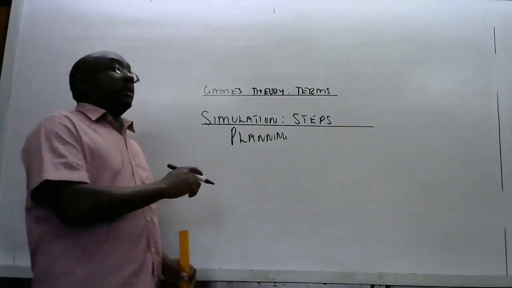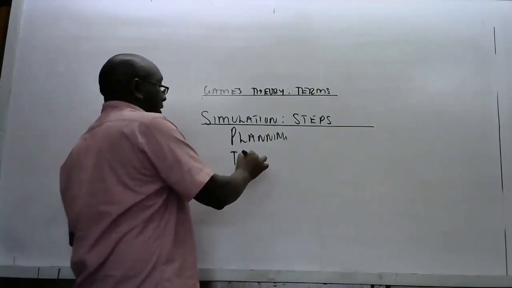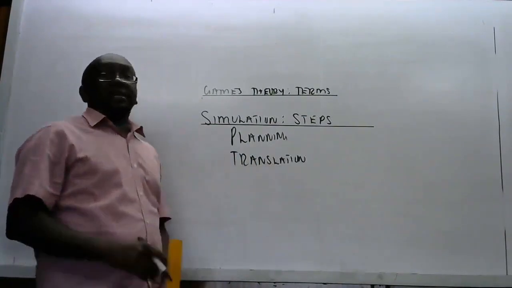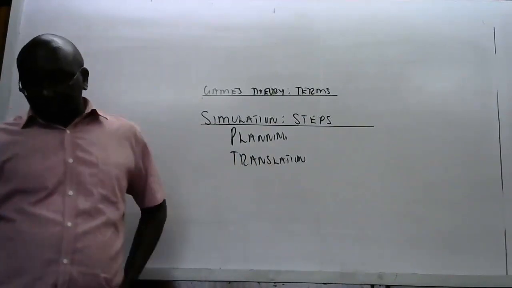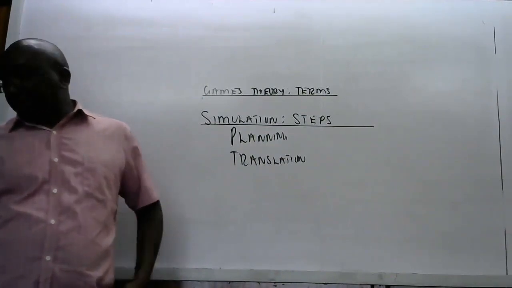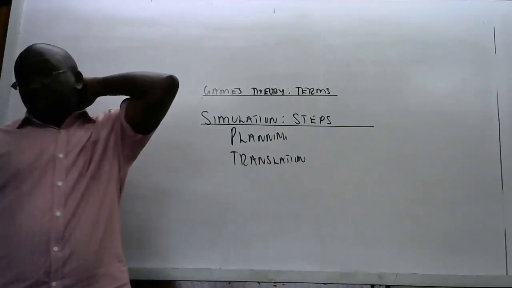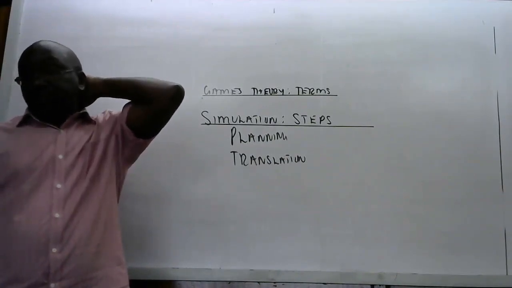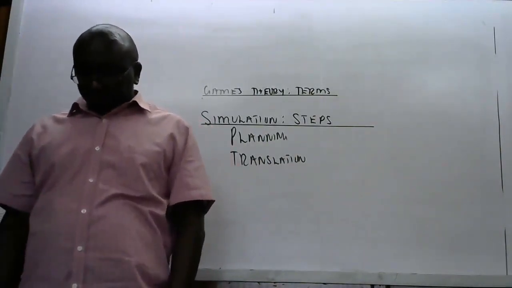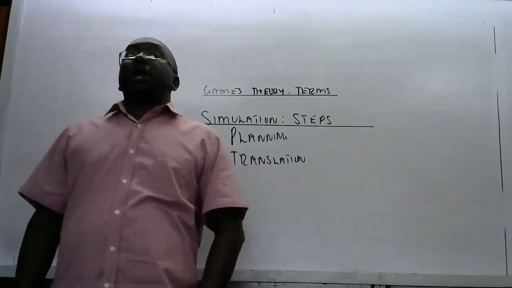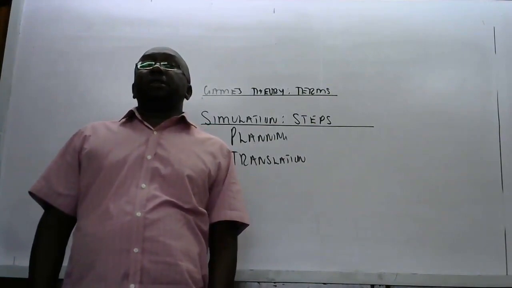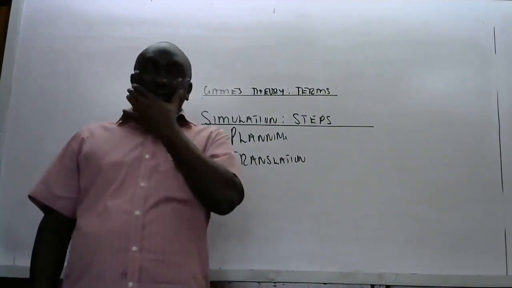Another one is called model translation. Number seven is called verification and validation. The last one is called experimentation and analysis.